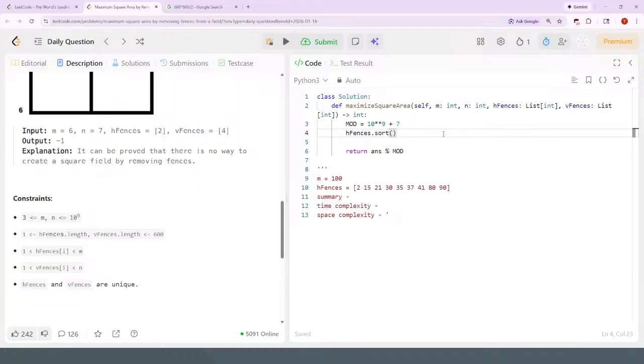Hmm. 600. 600. I iterate over. Technically, even though they don't have it, I could add a 1 and 100 here. It's technically based on just the M being that. That implies that there's fences at those spots.